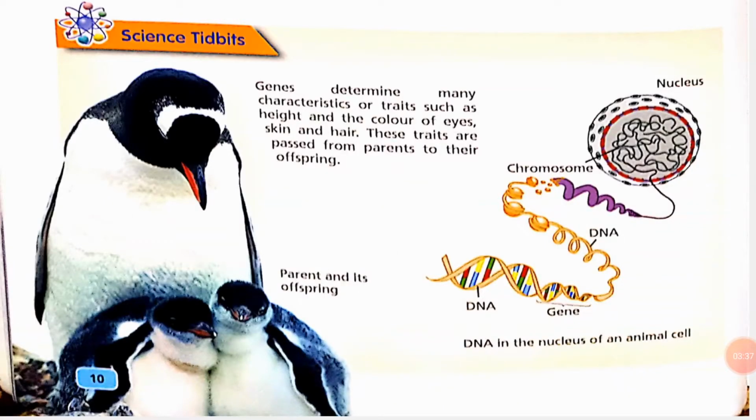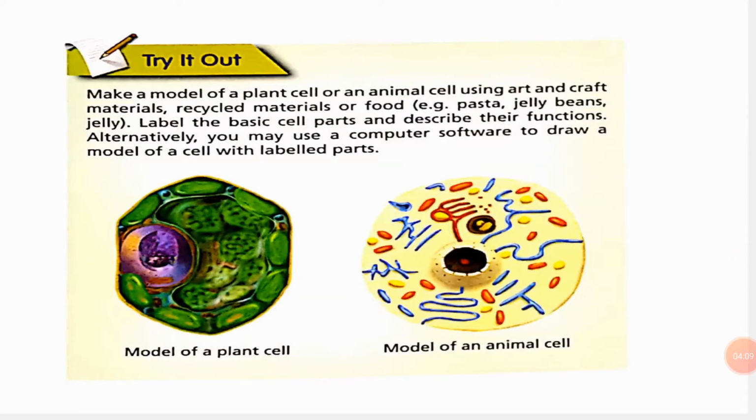Next thing is about science tidbit, that is given on page number 10. Here they are telling us about the genes. As we already discussed, genes are the parts of the chromosome, and these chromosomes are present inside the nucleus, and genes are responsible for all the information that is passed from parents to their offsprings. This is try it out, that is given on page number 11.